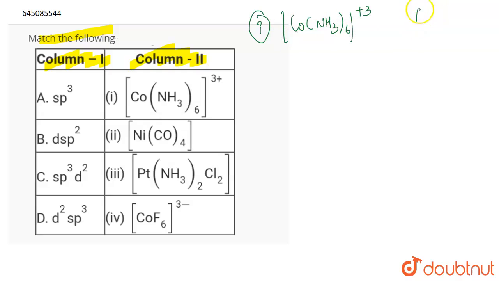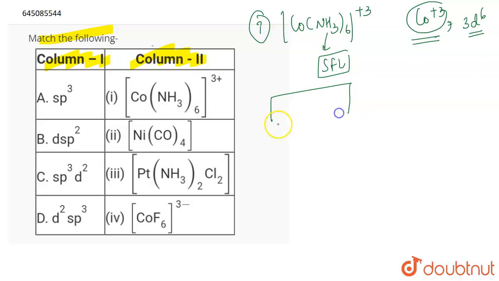cobalt in the +3 oxidation state forms a low spin complex with ammonia. Or you can say that ammonia acts as a strong field ligand when we have cobalt +3. Cobalt +3 means what is the outer electronic configuration? Cobalt is 3d7 4s2, and when 3 electrons are removed, this becomes 3d6. As it has 6 electrons in the d orbital and ammonia acts as a strong field ligand here, all these 6 electrons are going to be paired.